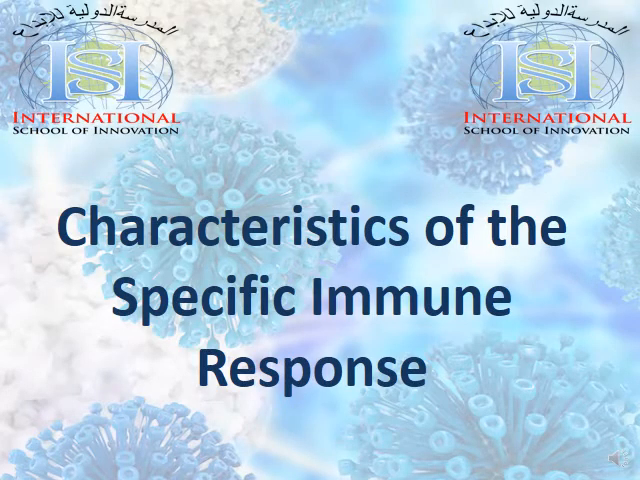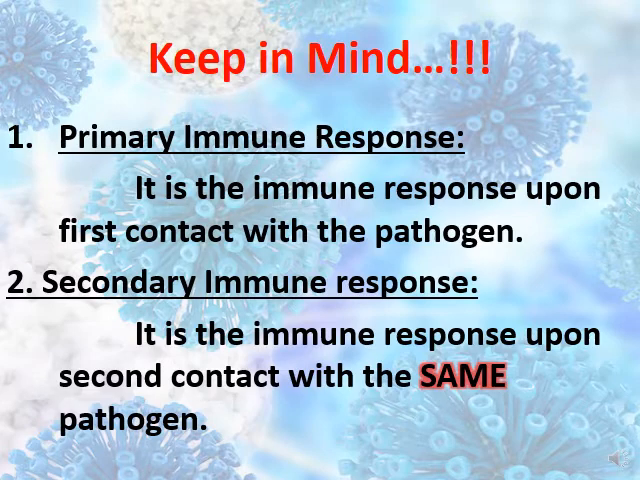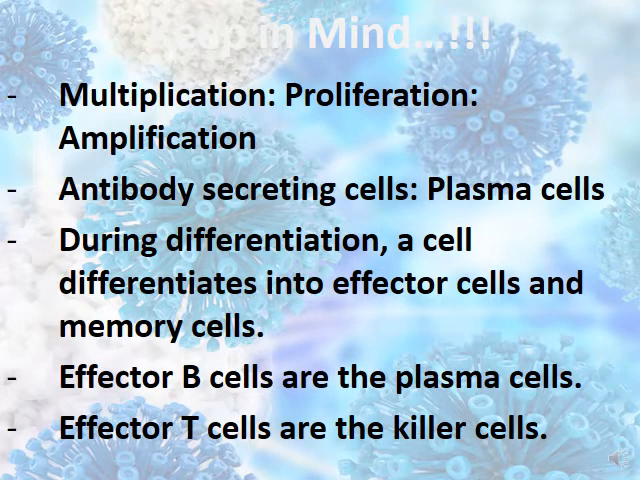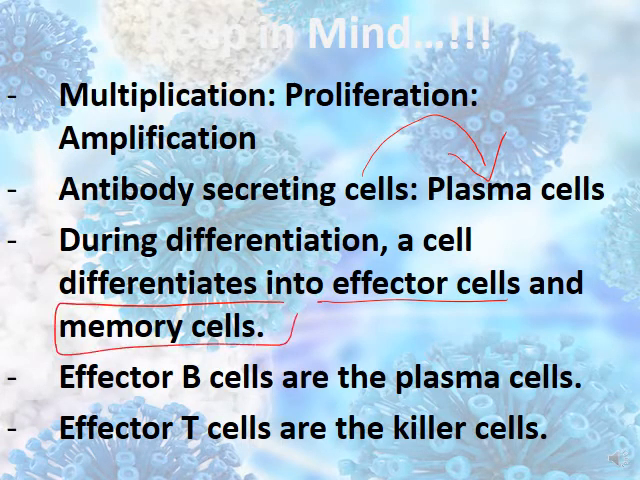Let's talk about the characteristics of the specific immune response. You have to keep in mind here that the primary immune response is the immune response upon the first contact with the pathogen. Whereas the secondary immune response is the immune response upon the second contact, but pay attention here, with the same pathogen. Multiplication means proliferation, which means amplification. Antibody secreting cells are called plasma cells. During differentiation, a cell differentiates into either effector cells, that will be B cells or T cells, or memory cells that have an important role.